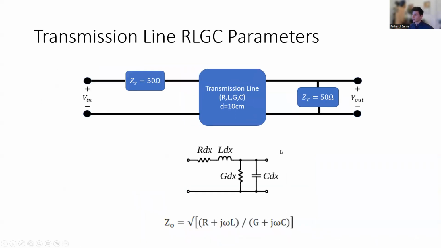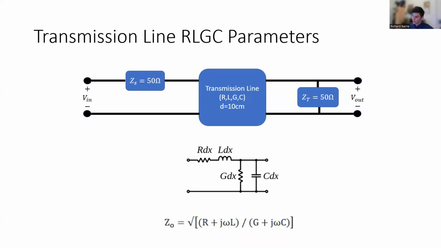Zooming in on the transmission line itself, we can use RLGC parameters to describe the transmission line. You can think of the transmission line as two parallel wires or conductors separated by an insulator or dielectric. The figure at the bottom shows an infinitesimal segment of these two conductors. And you can see R is the resistance, L is the inductance, G is the shunt conductance, and C is the shunt capacitance. And all of these parameters are specified per unit length.